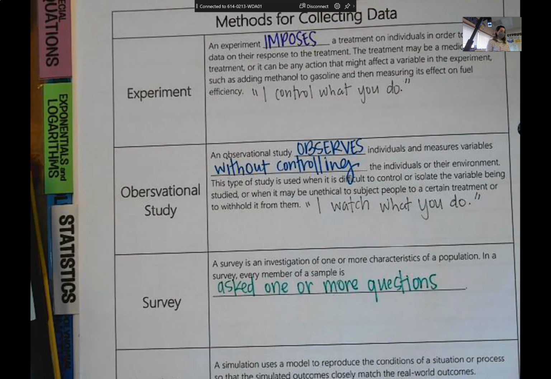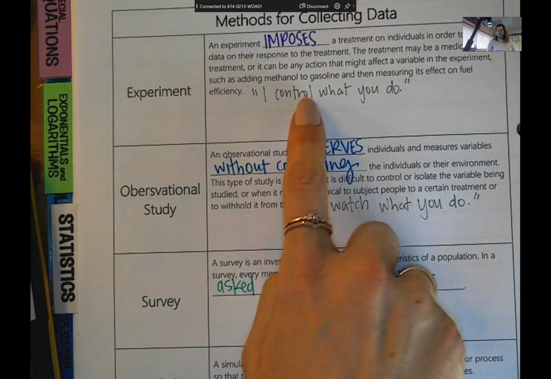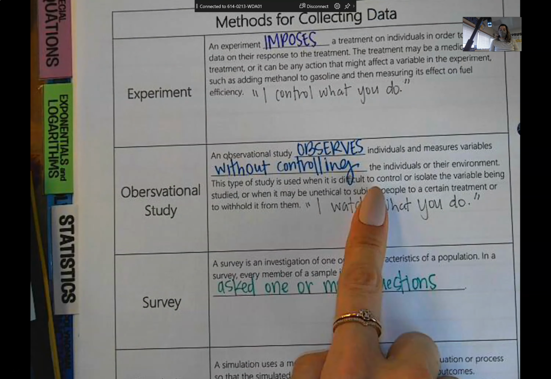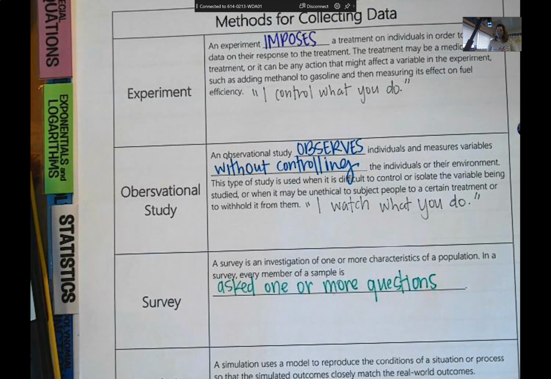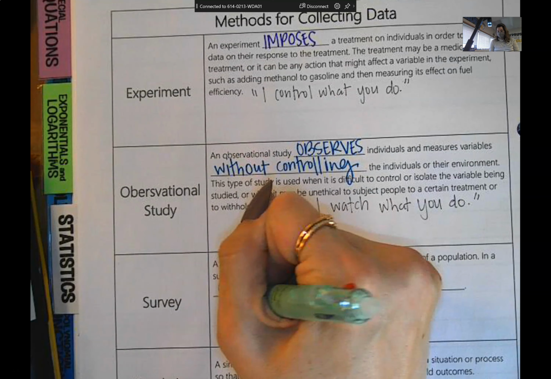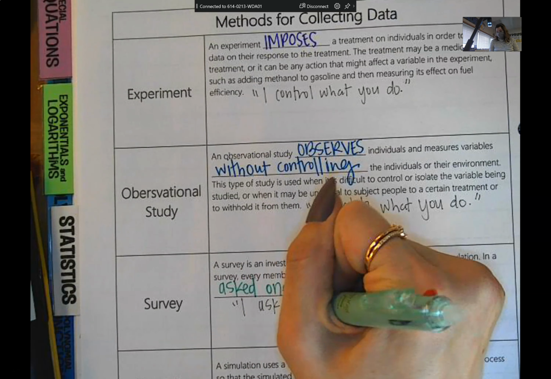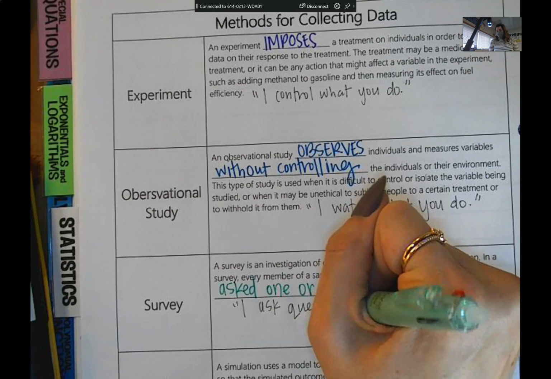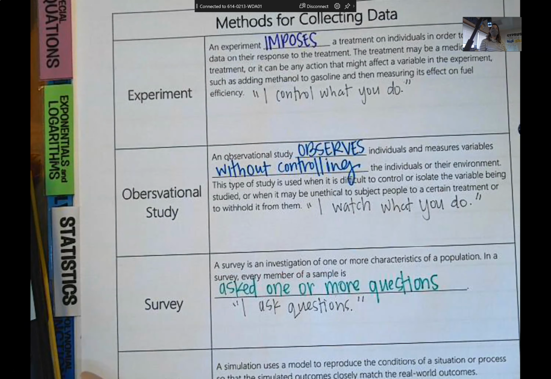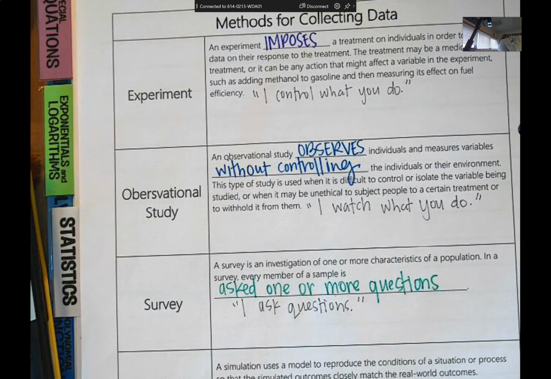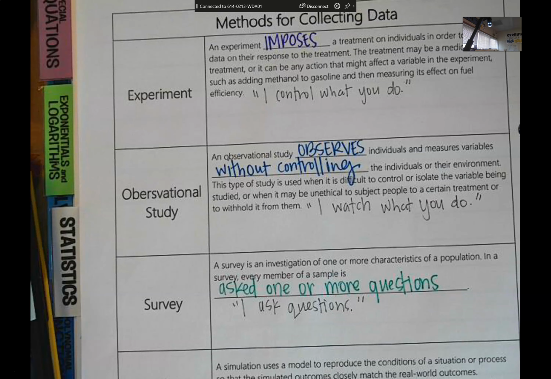So in this case, if you're writing these down, I control what you do, I watch what you do. This one would just be I ask questions. Okay, so let me give it to you in terms of the listening to music while you work example.